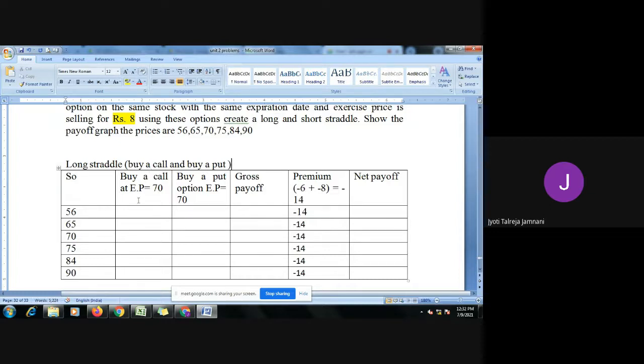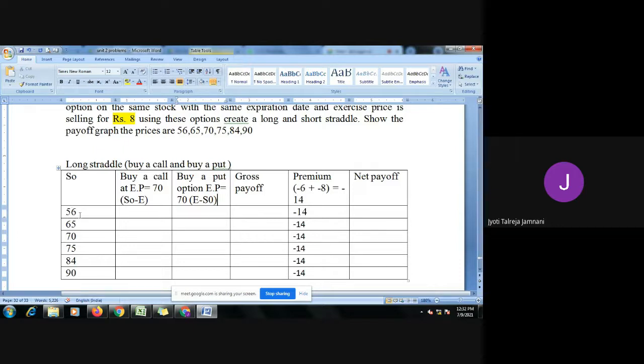Remember, I'll write it here. The intrinsic value formula for a call option is S naught minus E, and for a put option it is E minus S naught. So we're going to use those for calculating the gain or loss. So S naught minus E we'll do first.